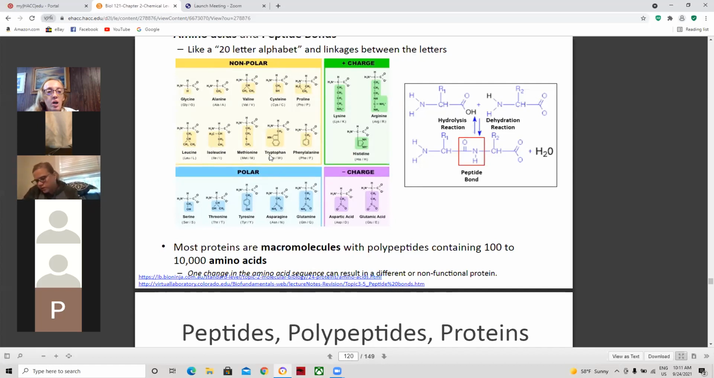So just like all things in biology, the structure dictates the function. So the structure of each amino acid is going to dictate its function within a protein. If you change the structure, you change the function. And so the result can be either a completely different protein or a protein that's non-functional.